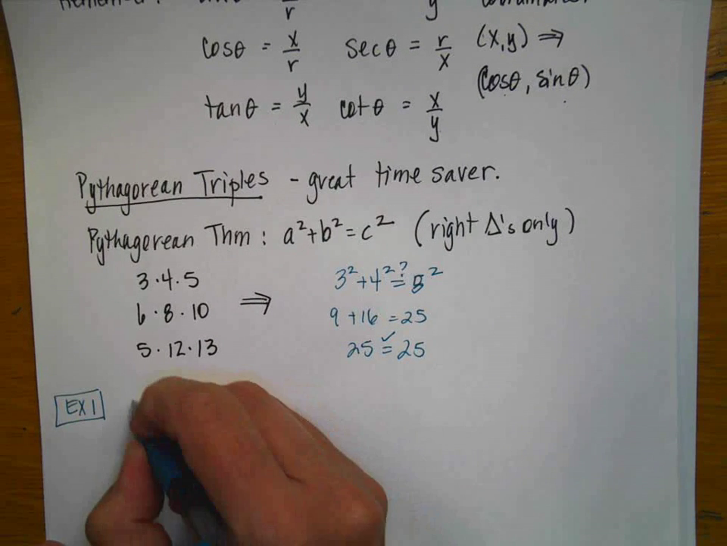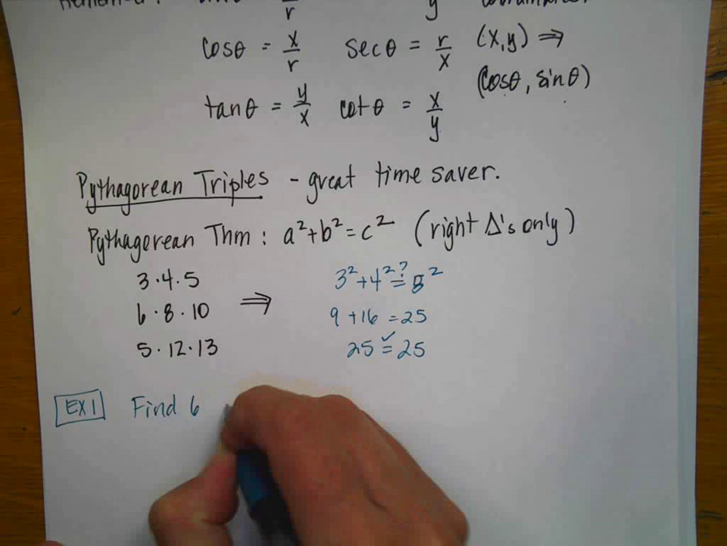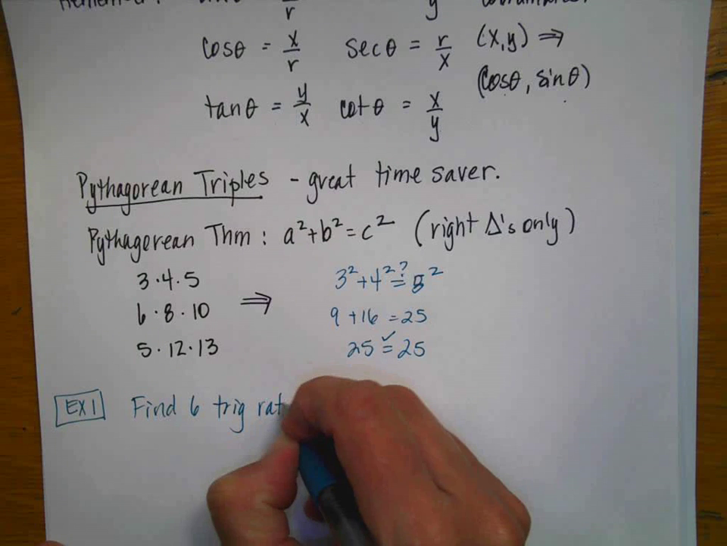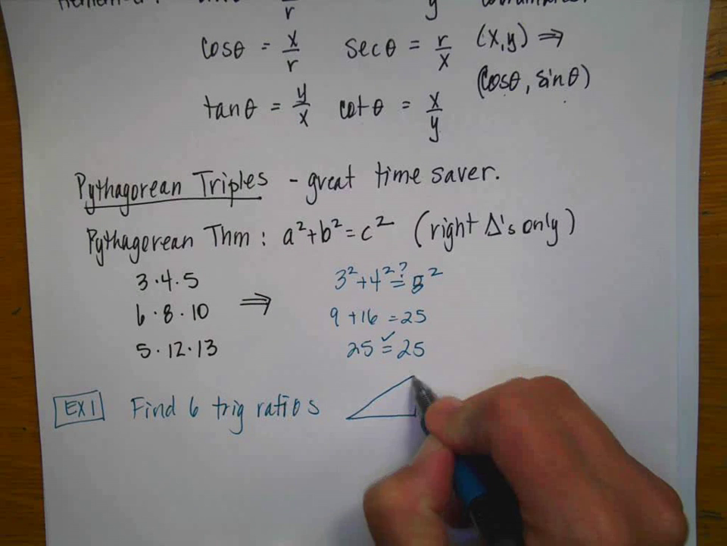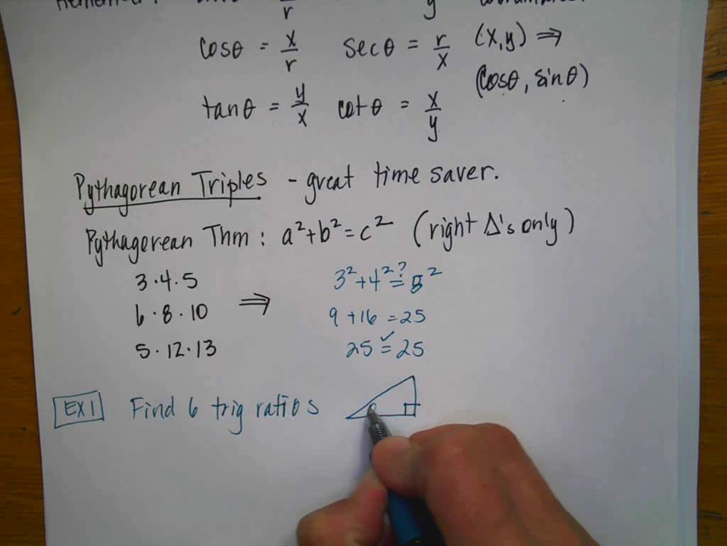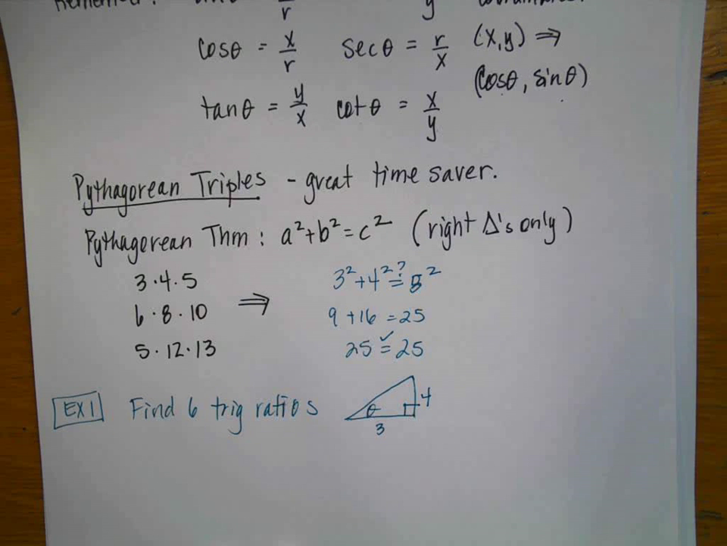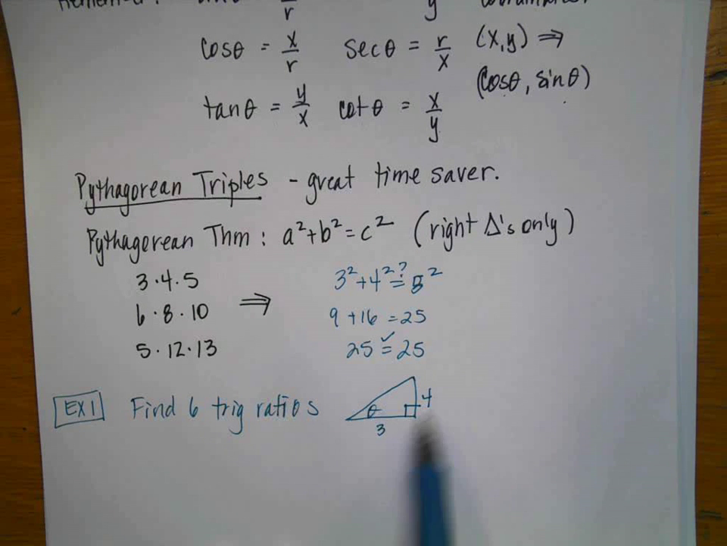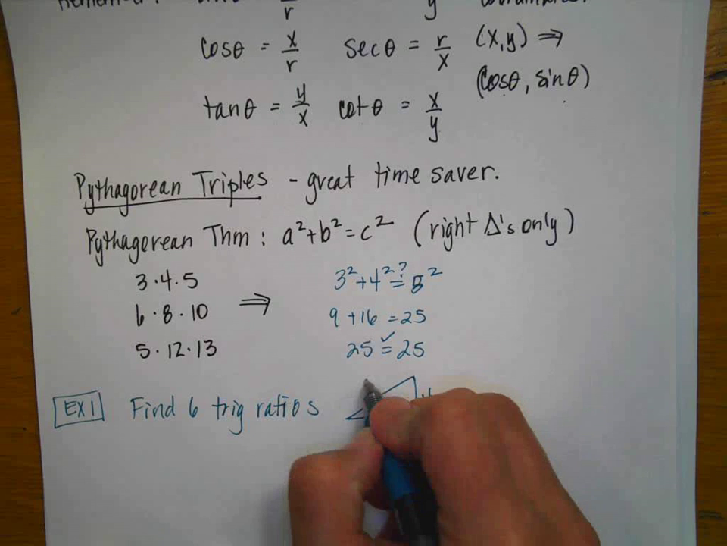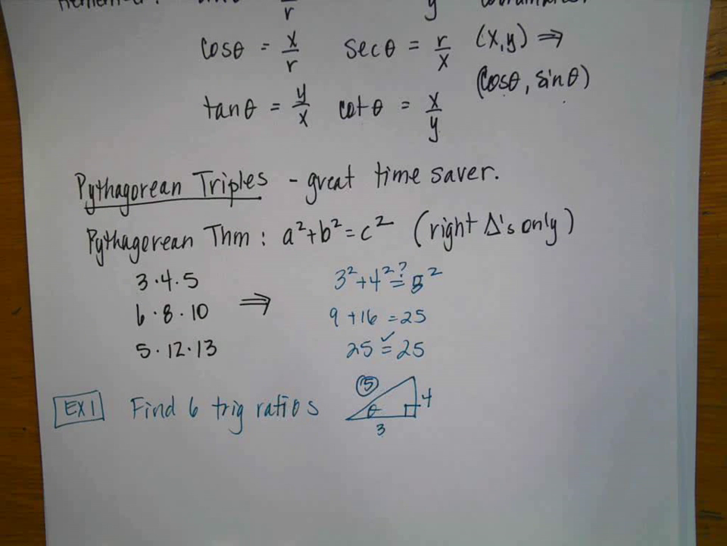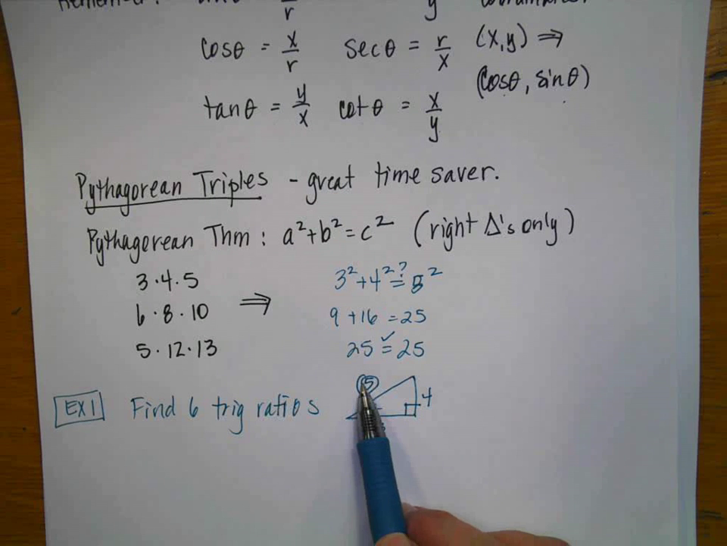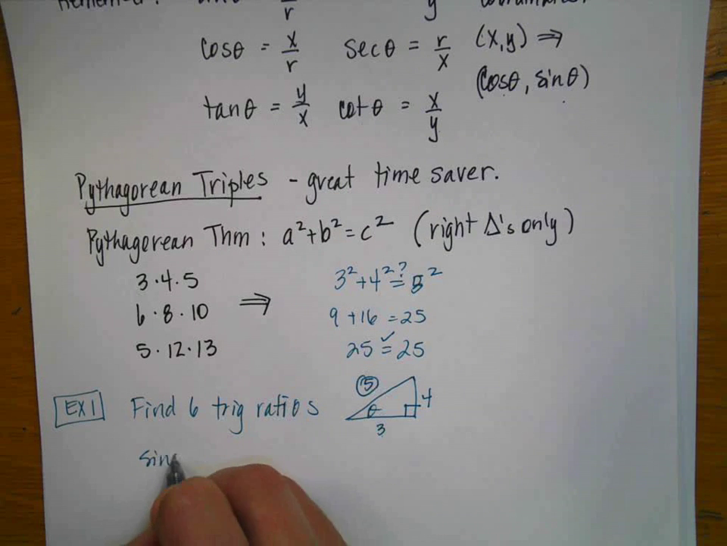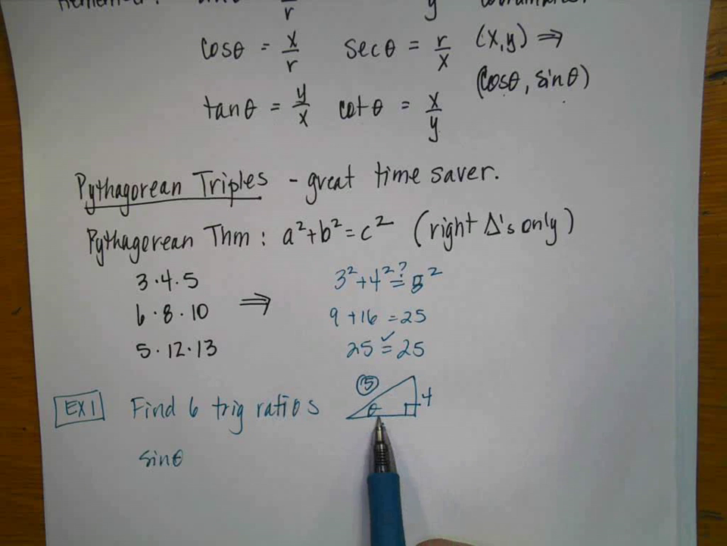So for example number 1, it says find the 6 trig ratios. And we're going to be given a right triangle. And we know that this is theta, this is 3, this is 4. Well, because this is a right triangle, then this is a Pythagorean triple. That means you automatically know that that's 5. And again, I could test it. 9 plus 16 is 25. 5 squared is 25.